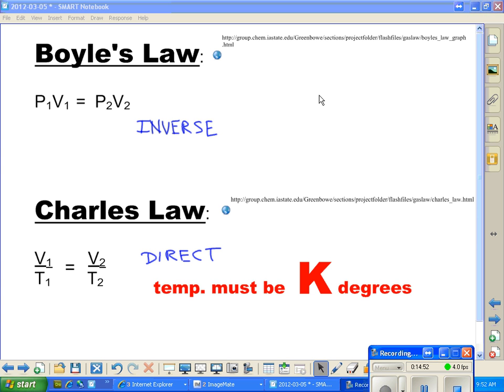So in the equation is stated. It's the way the equation states it. Yes. What is it that makes it direct?